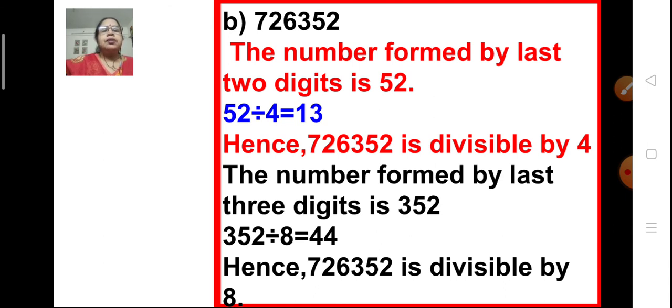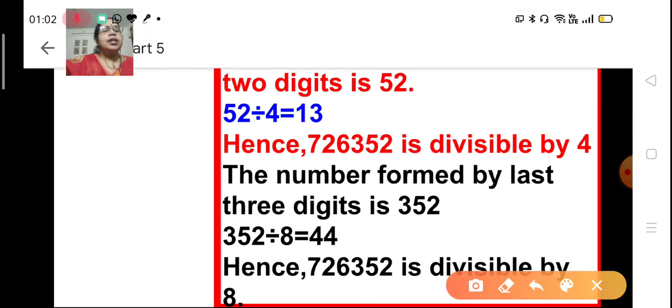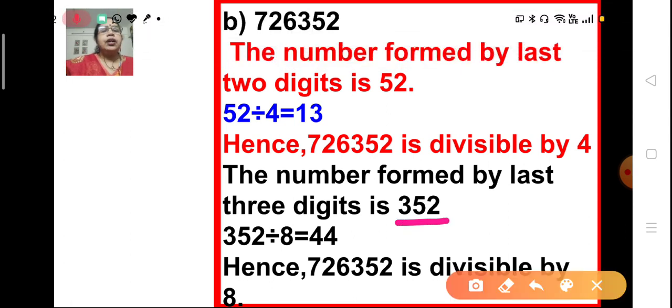Now, let us check the divisibility by 8. What is the method? The number formed by the last 3 digits should be divisible by 8. Then only the number will be divisible by 8. So, what is the number formed by the last 3 digits? It is 352, isn't it? And we can check whether 352 is divisible by 8 or not.